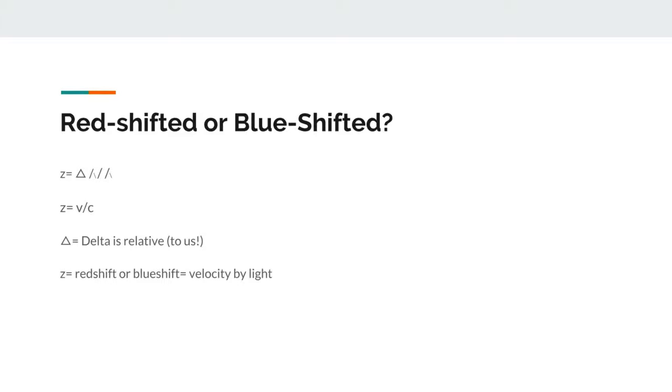And again, z is going to equal velocity over speed of light. And again, keep things relative. It's relative to our position here on Earth, and depending on Earth's orbital activity around the sun, the different parts of the cosmos we are viewing at the moment.